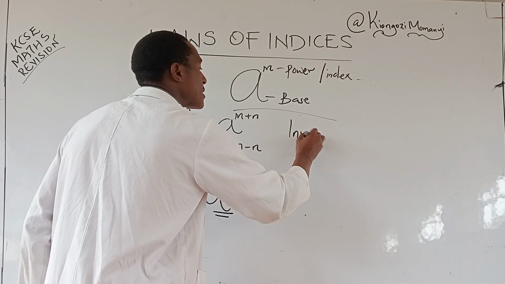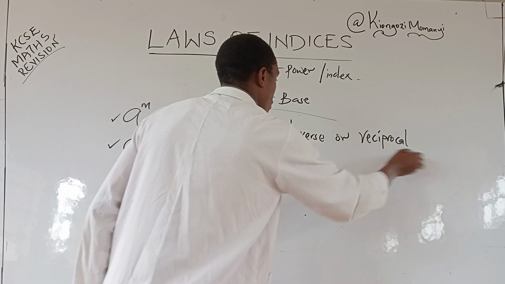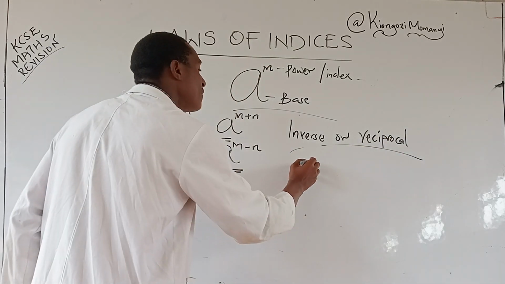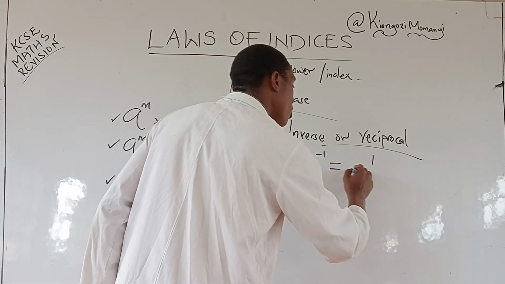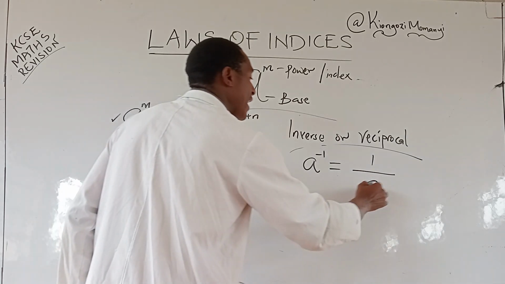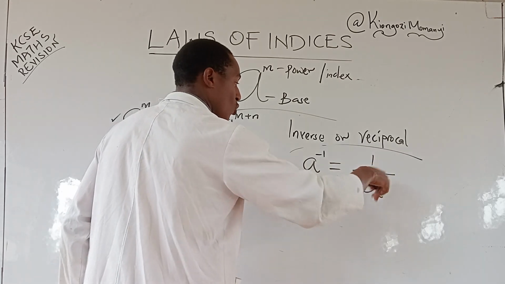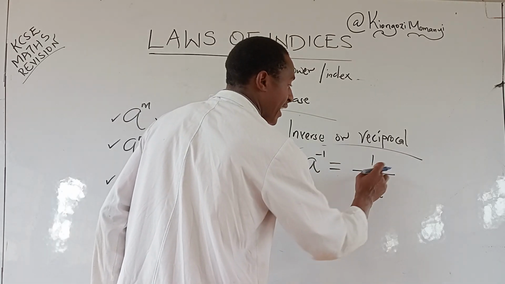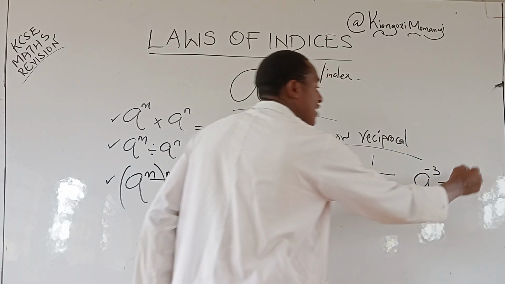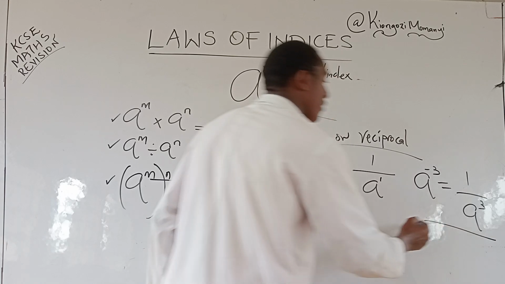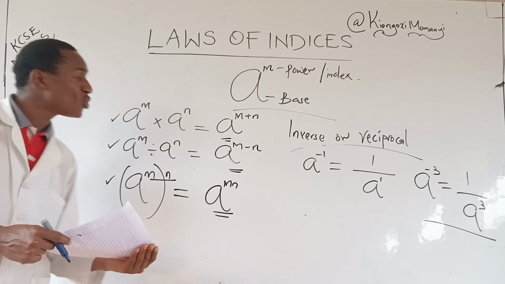We have the last one, the inverse one, also called the reciprocal. In this case, if we have A raised to -1, this is equivalent to 1 over A raised to power 1. That means when this comes to the denominator, the negative sign disappears. For example, if you have A power -3, this can be written as 1 over A power 3 without a negative sign. These are the laws I want us to apply in 2 examples.